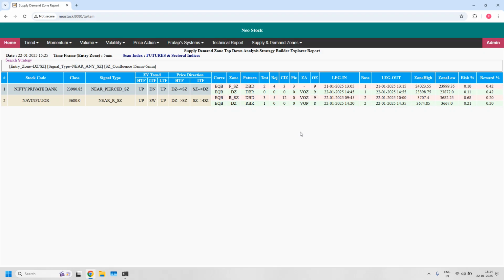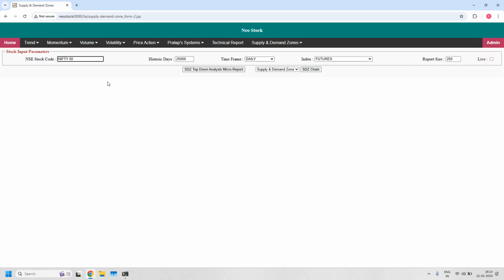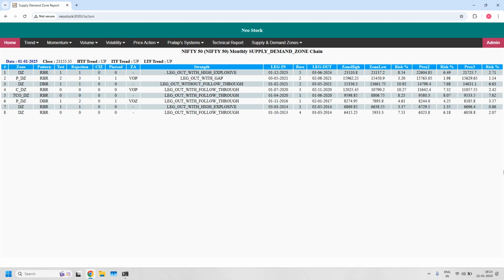Next, we will generate NIFTY and BANKNIFTY supply demand zone chain. Let me start with NIFTY, generating a monthly supply demand zone chain for NIFTY. This is NIFTY, monthly supply demand zone chain. Always look into the zone column to find high liquidity zones, and look into the pierced column to find the pierced zones, and look into the LTF trend to find the trend of the current time frame you have selected. Same rules you can apply to the remaining reports in supply demand zone chain.